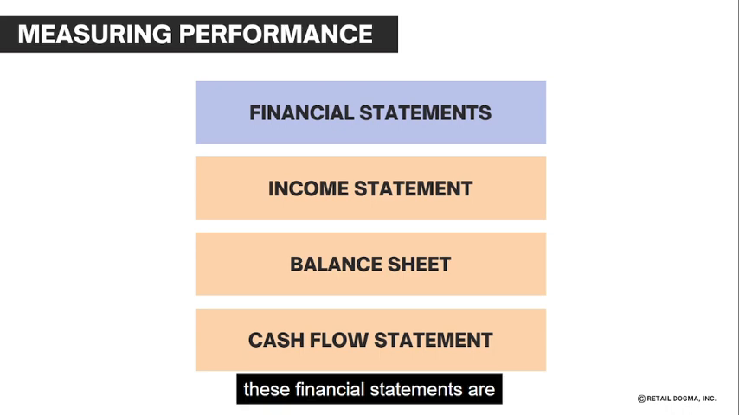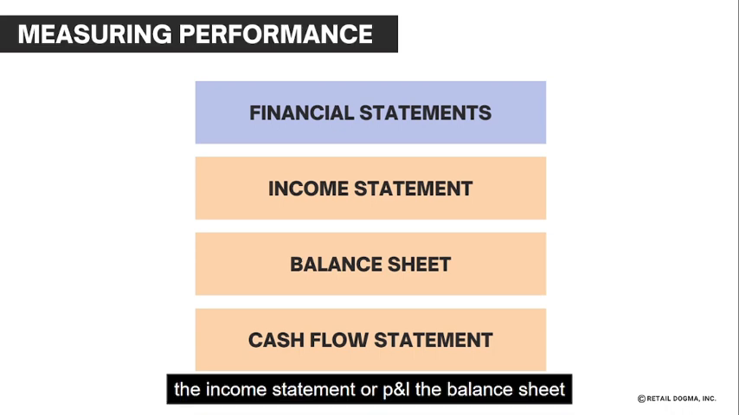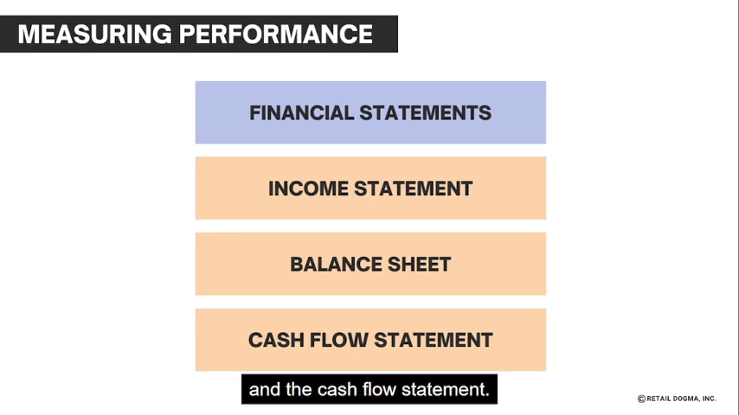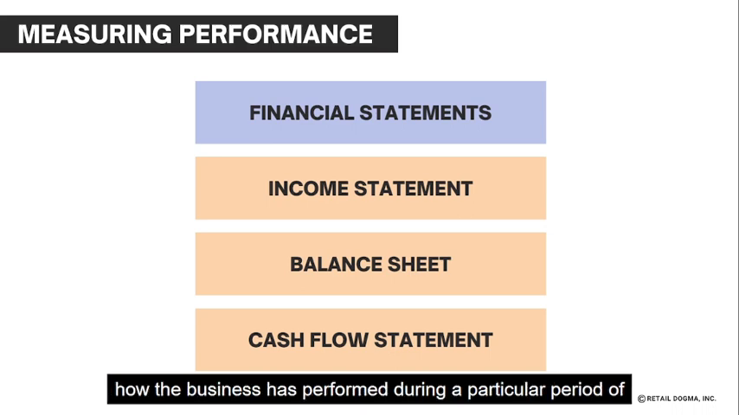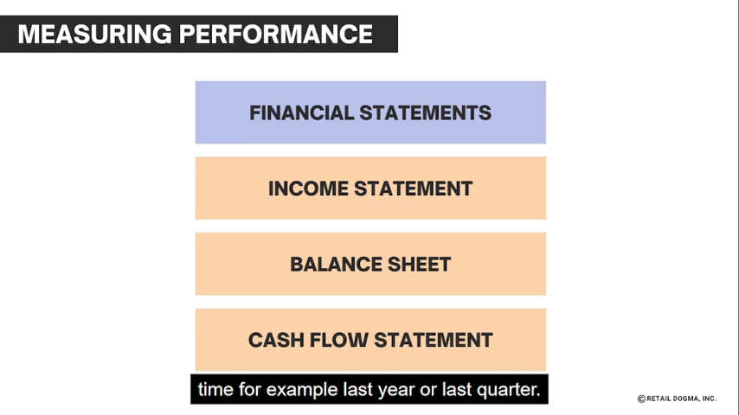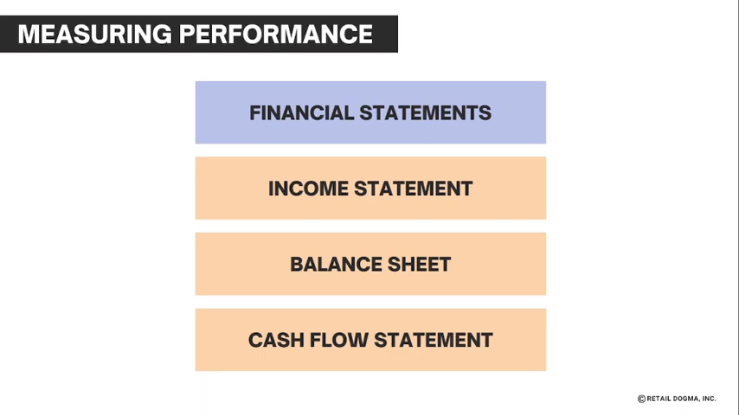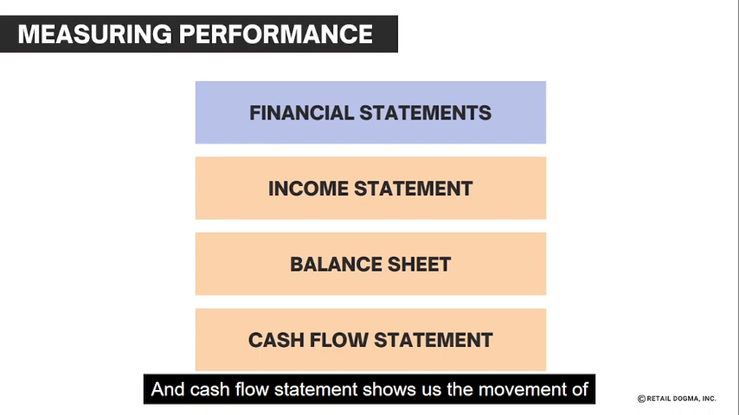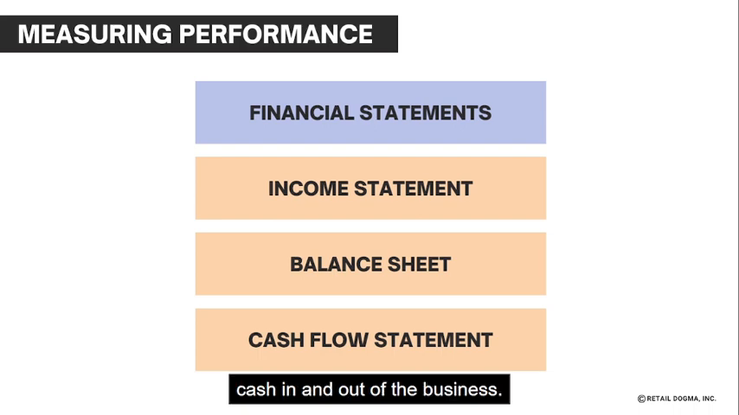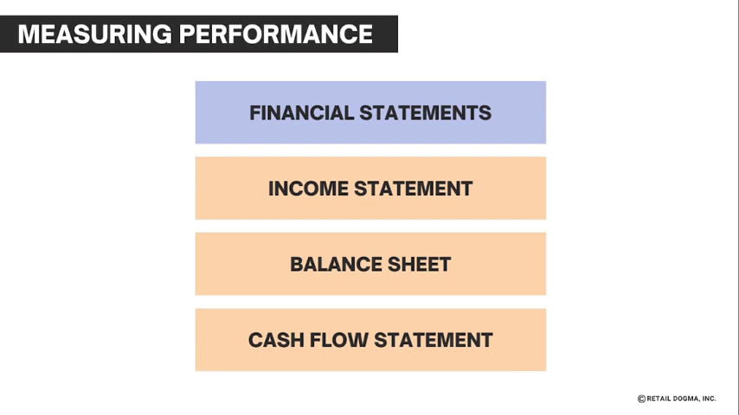These financial statements are the income statement or P&L, the balance sheet, and the cash flow statement. The income statement gives a snapshot of how the business has performed during a particular period of time, for example, last year or last quarter. When combined with the balance sheet, we can see a bigger picture of how this business has been doing over the years. And the cash flow statement shows us the movement of cash in and out of the business.